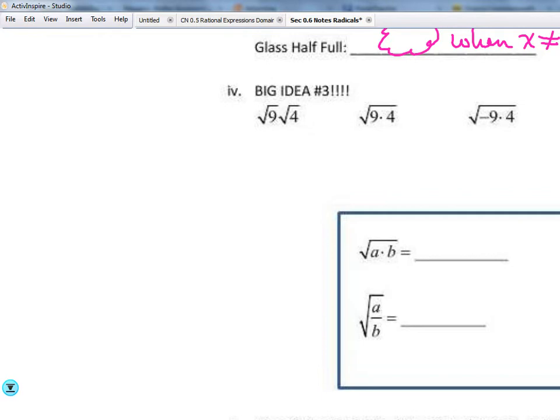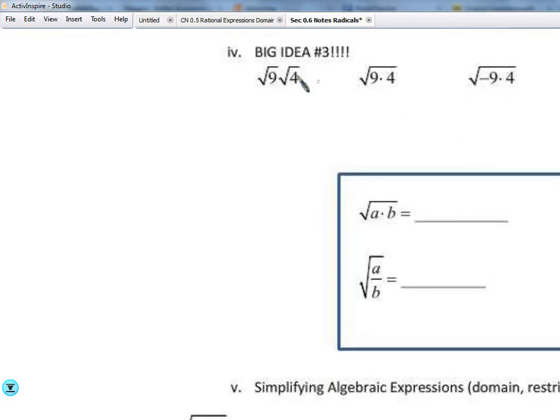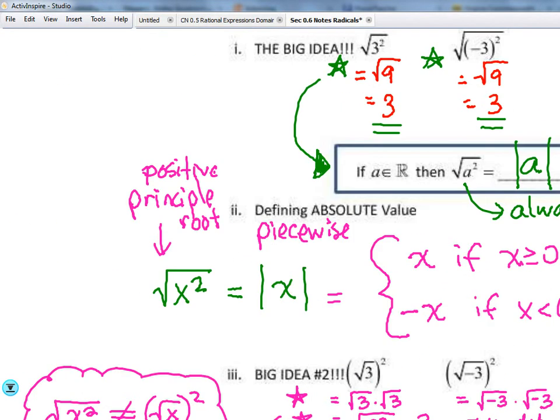All right, now we have another big idea before we actually get into the simplifying. Let's take a look at this. Let's go back to the previous page. I forgot to do those last two.